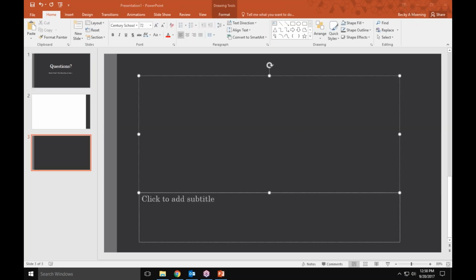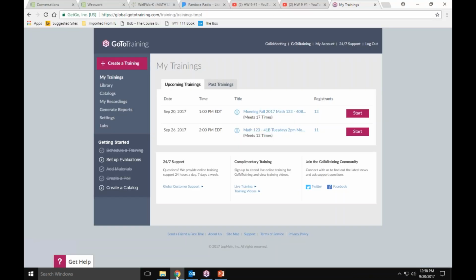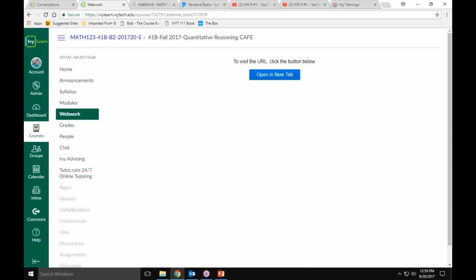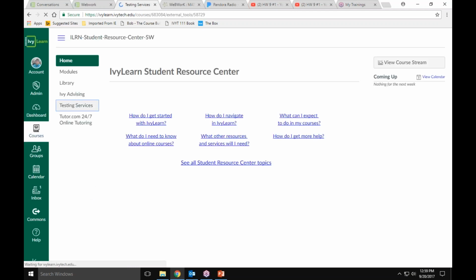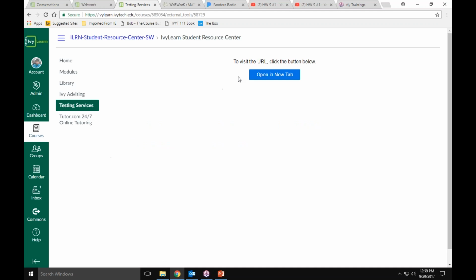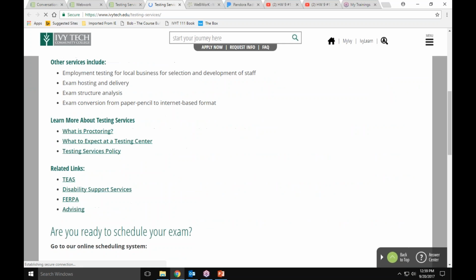Where do you find where you scheduled your, did you already schedule it? Oh, okay. I'm going to have to think on that. If we go back into the Student Resource Center, I'm wondering if it's in the same spot. I honestly don't know, but since I'm on, we can kind of dig through this. So testing services, open a new tab.